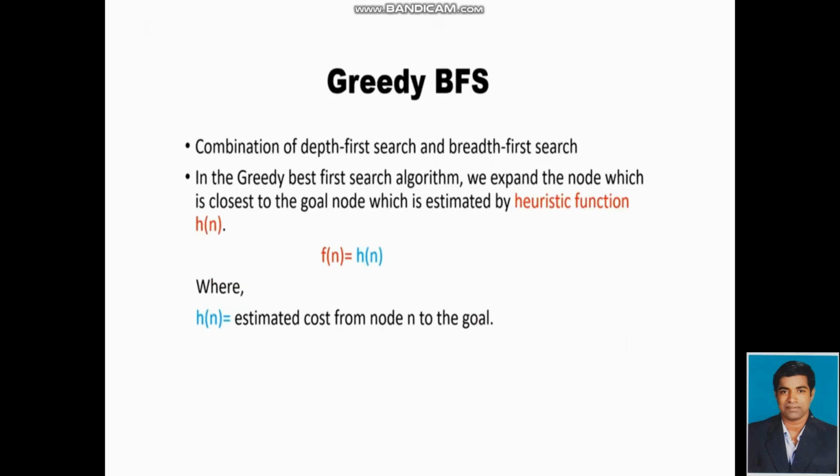Greedy BFS. It is a combination of depth first search and breadth first search. In the greedy best first search algorithm, we expand the node which is closest to the goal node, as estimated by the heuristic function h of n, where h of n is the estimated cost from the node n to the goal.